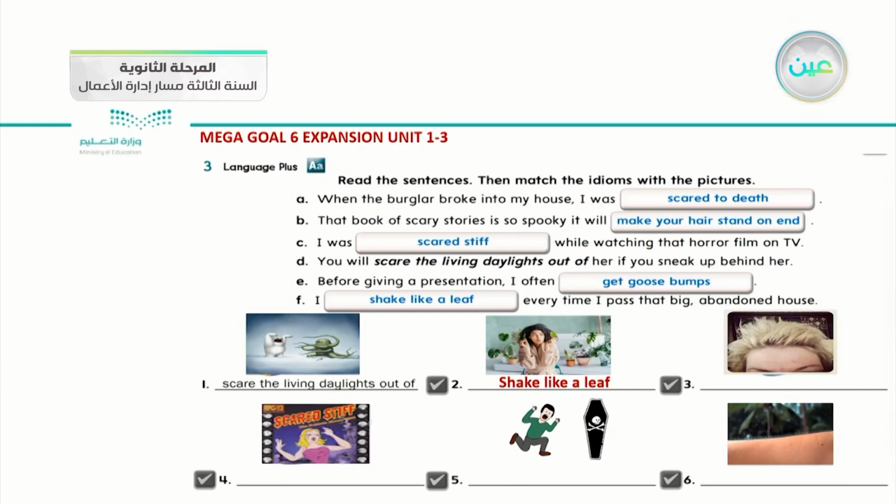Okay, but they mentioned scared to death. What do you think it is? We think that is suitable with number 5. So it means that something fears death. Scared to death means fear from death.